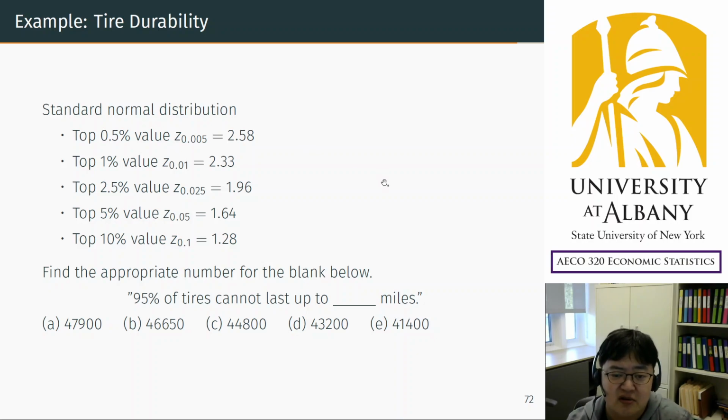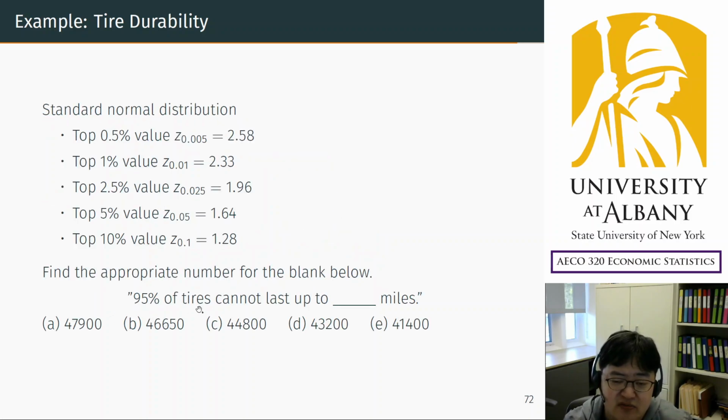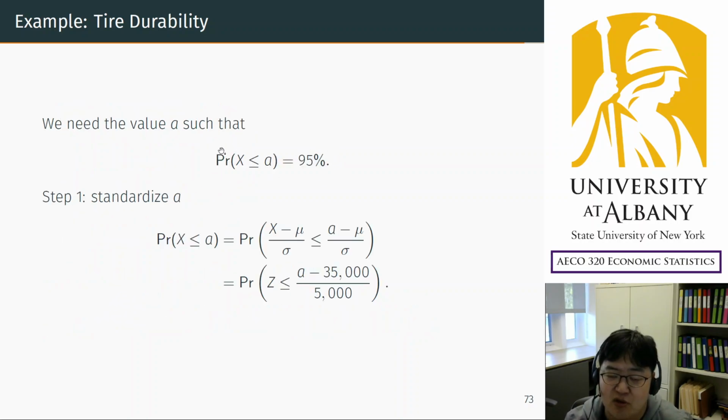Okay, the first thing you have to set up here is to translate this sentence into statistical notation. That translation itself could be quite confusing or difficult, but once you see the answer, it sounds pretty obvious. So the probability that a tire mileage is less than A is 95%. That's exactly what it means. 95% of tires cannot last up to A. So mileage is smaller than A. That probability is 95%. That's this one. Once you set up this equality, then from here, it's mechanical, right? First step, standardization. Standardize within this parenthesis.